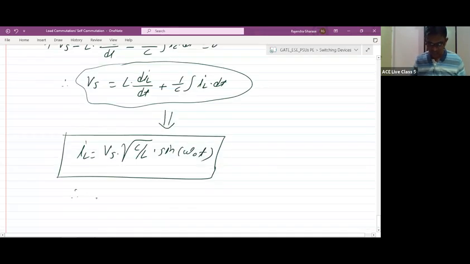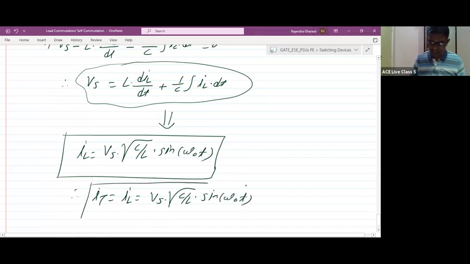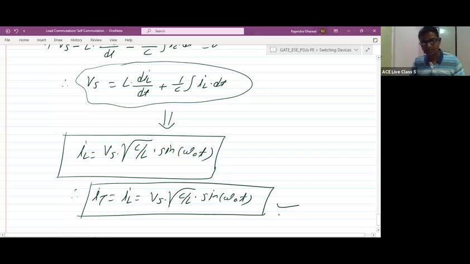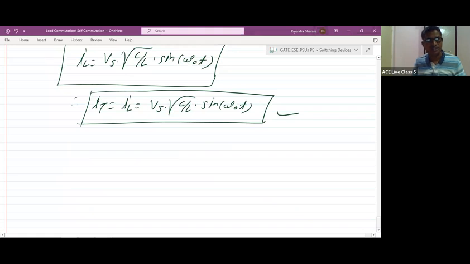So IT is equal to IL, the same expression, Vs under root C by L into sine of omega 0 t. Means again we are getting the current in the circuit as sinusoidal only. Now from this we can write VC, again whatever we have written in the previous case. Whatever the discussion we had for the low value of REL, the same expression and same discussion will be applicable in this case also. Is this clear?